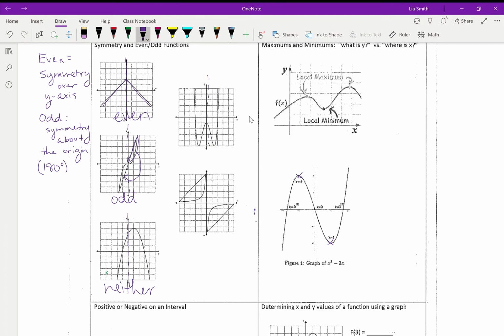To do two more examples, you always check the y-axis. This one's the same on either side, which means it's even. While this one, if I were to cut it through the origin or rotate it 180 degrees, it would match up, so that one's odd.